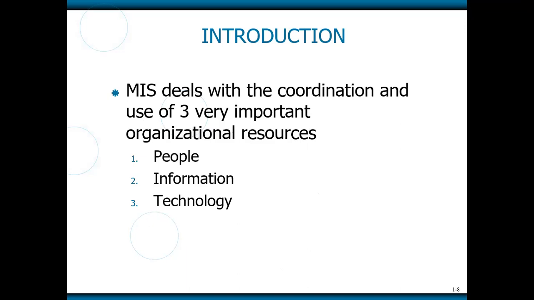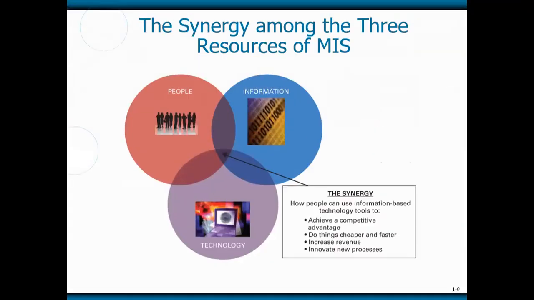MIS deals with the coordination and use of very important organizational resources: people, information, and technology. Now, artificial intelligence is a little bit less on people and more on technology, but altogether it has three dimensions: people, information, and technology. These are the dimensions that MIS deals with.